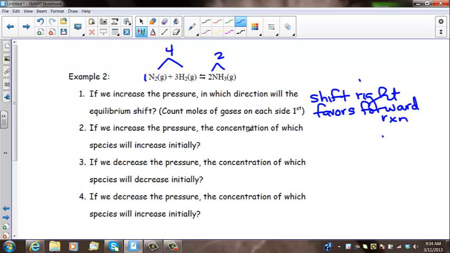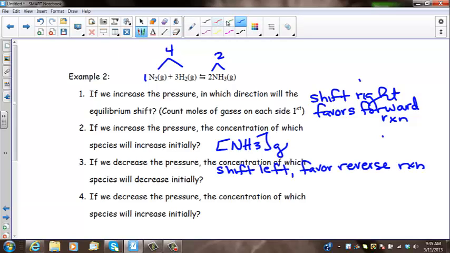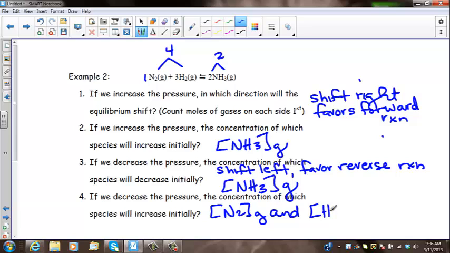If we increase the pressure, the concentration of which species will increase initially? Well, if I increase the pressure and it shifts right, then the concentration of NH3 gas is going to increase initially. If we decrease the pressure, what species will decrease initially would be the NH3, because it's shifting left, so it will be breaking down and forming more N2 and H2. And if we decrease the pressure, as we just said, the N2 concentration and the H2 concentration would increase because it's favoring the reverse reaction.